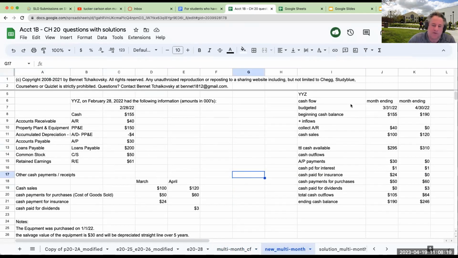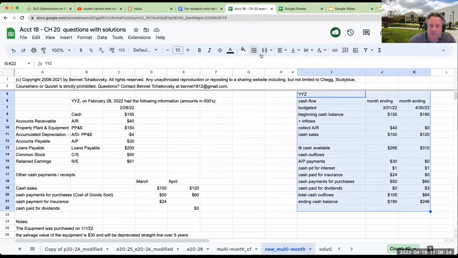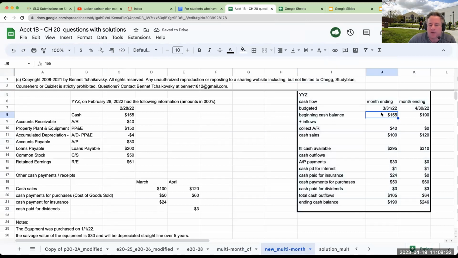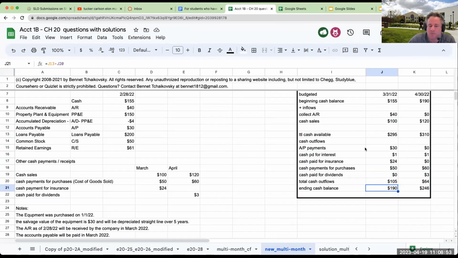I'm going to give you the cash flow statement. I start with my beginning cash balance. I have collection of AR, cash sales, total cash available, accounts payable payments, cash paid for interest, cash paid for insurance, cash payments for purchases, cash paid for dividends, total cash outflows, and then an ending cash balance.